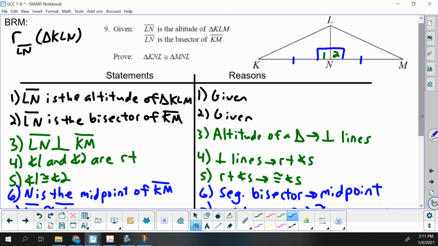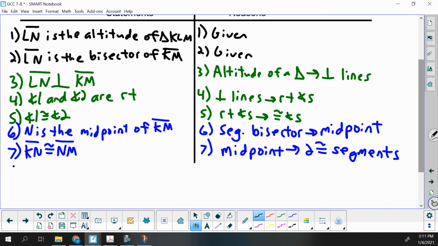We are out of givens. We've used all our givens. When you run out of givens, look in your picture, see if you have vertical angles, which are formed by crisscrossing lines, or reflexive when things are shared. We have reflexive in this case, so we're going to say that LN is congruent to LN by the reflexive property.